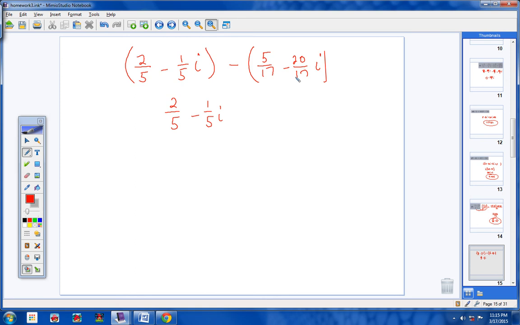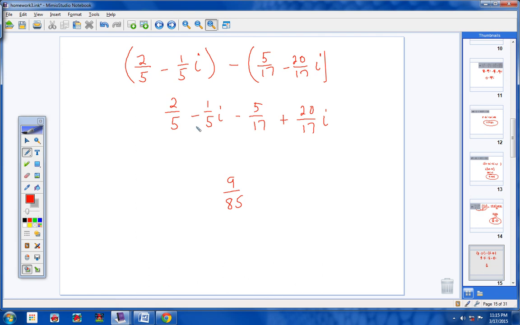Take your negative sign here, multiply it through. That gives you a negative 5/17, and a negative times a negative gives you a positive 20/17 i. Now, use your calculator, students. All of your scientific calculators have a fraction button, okay? So we're going to take 2/5 right here, minus 5/17. So, 2/5 minus 5/17, and it gives you 9/85. That saves a lot of time.